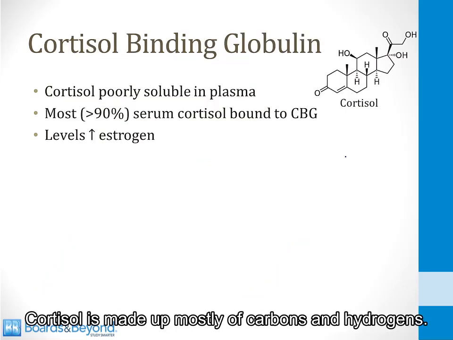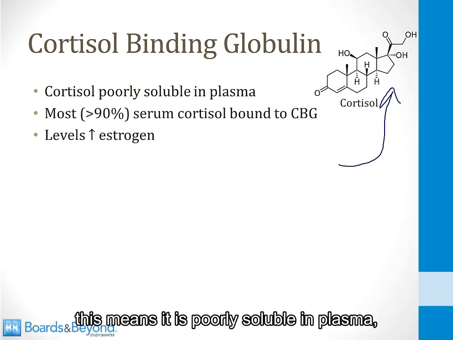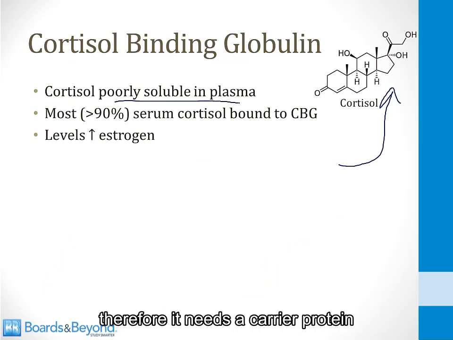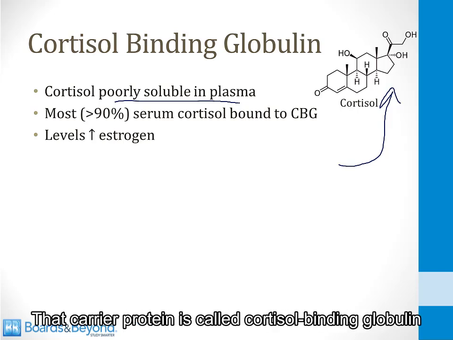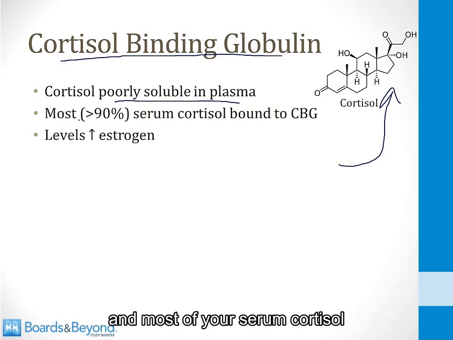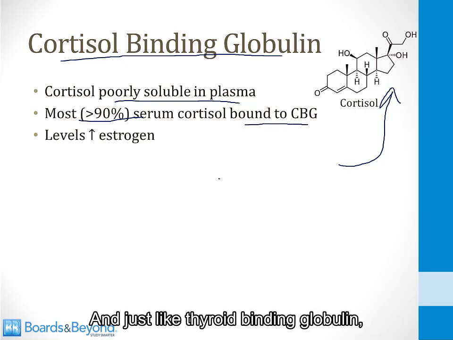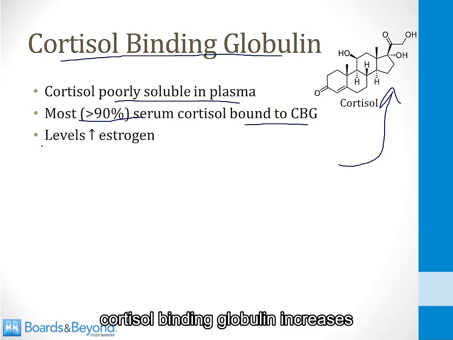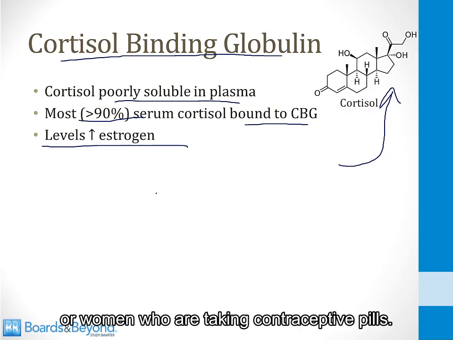Cortisol is made up mostly of carbons and hydrogens, as you can see from its structure shown on the screen here. This means it is poorly soluble in plasma, therefore it needs a carrier protein in order to help it move through the bloodstream. That carrier protein is called cortisol binding globulin, and most of your serum cortisol, more than 90%, is bound to CBG. And just like thyroid binding globulin, cortisol binding globulin increases when the levels of estrogen go up, such as in women who are pregnant or women who are taking contraceptive pills.